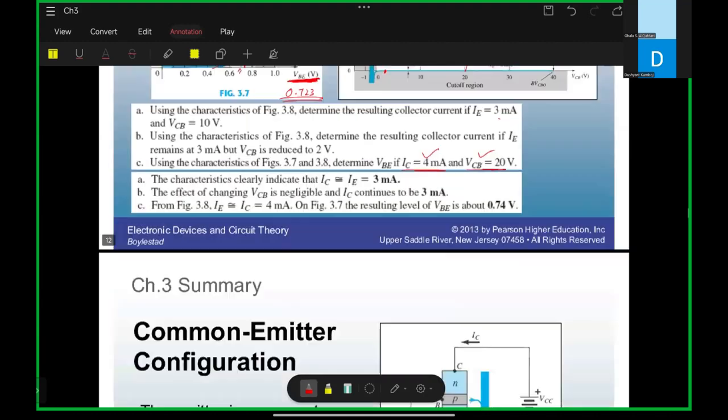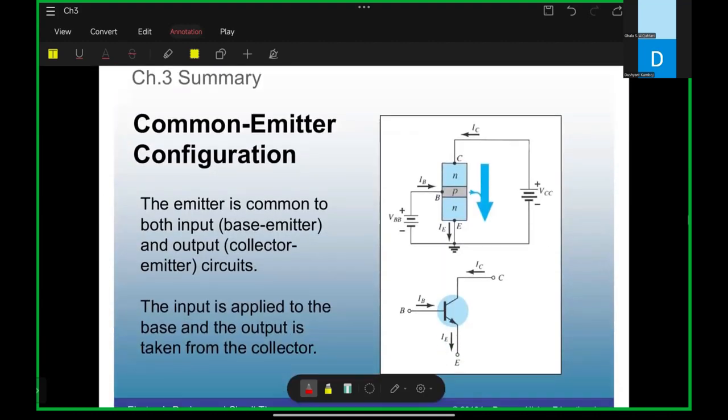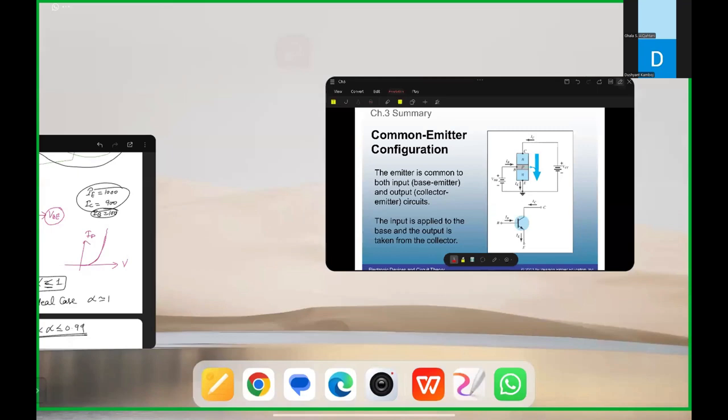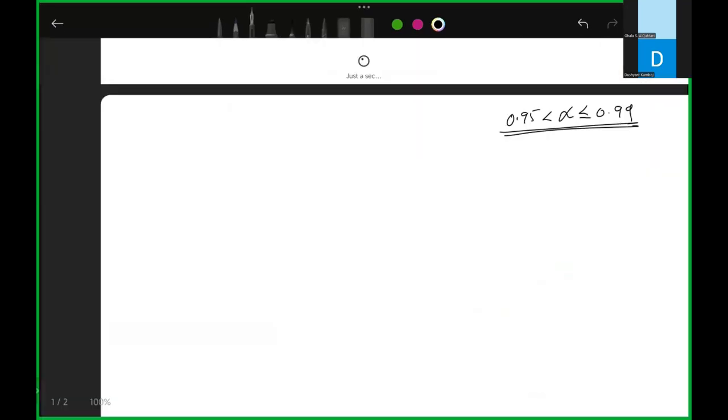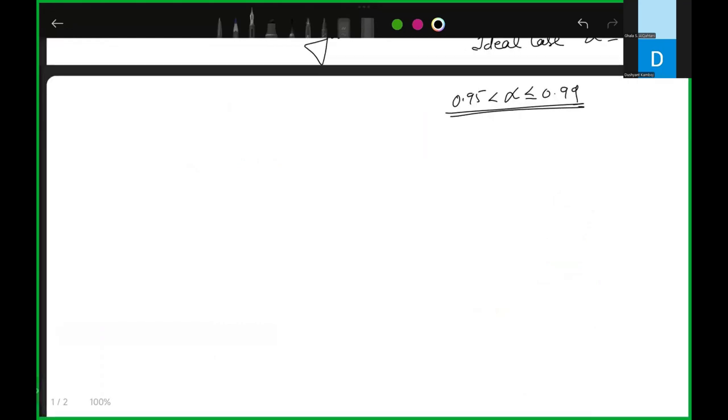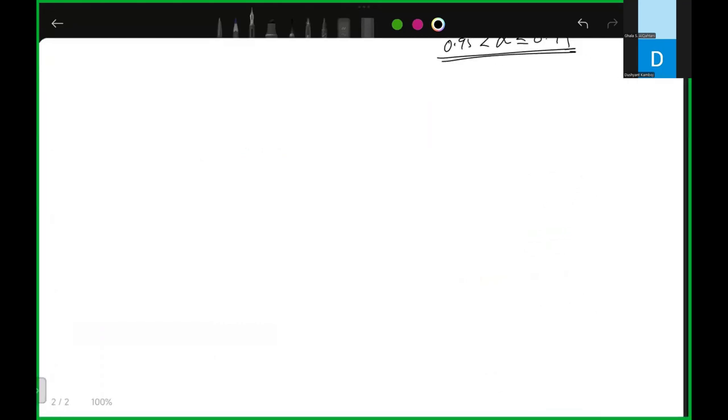Okay, next question. This is common emitter configuration. So inside the common emitter configuration, what is happening? You have to remember this configuration, right? Which is the input, which is the output. Then you will easily understand the things.